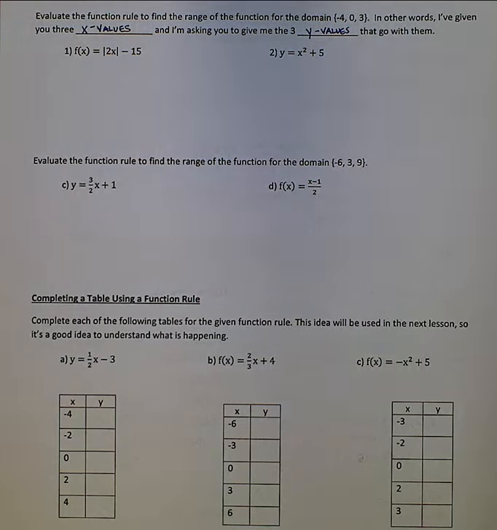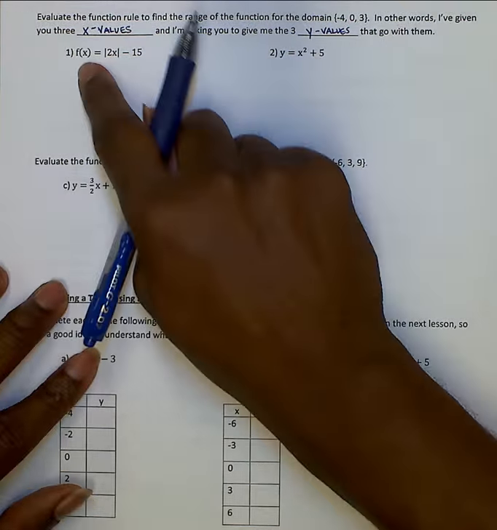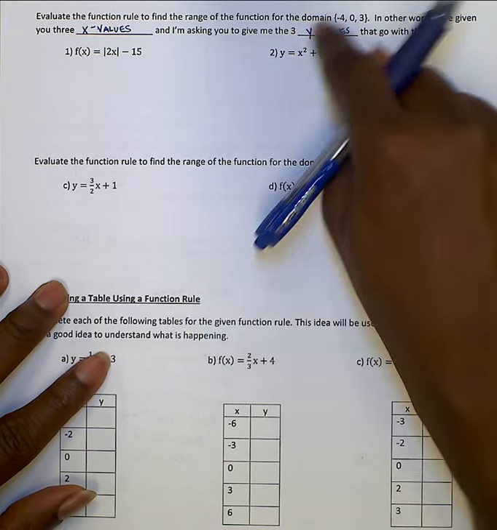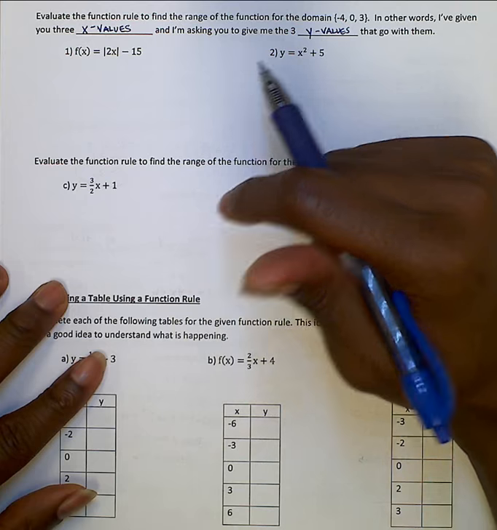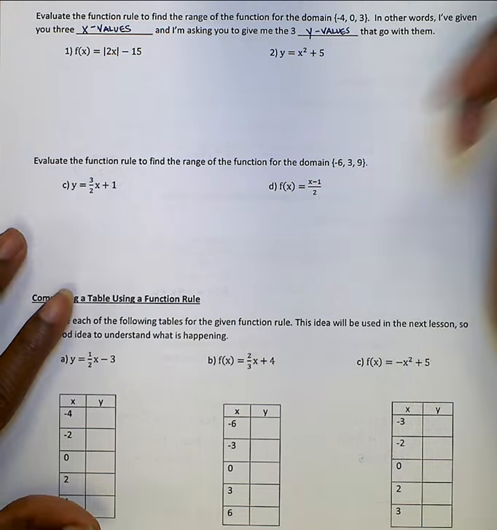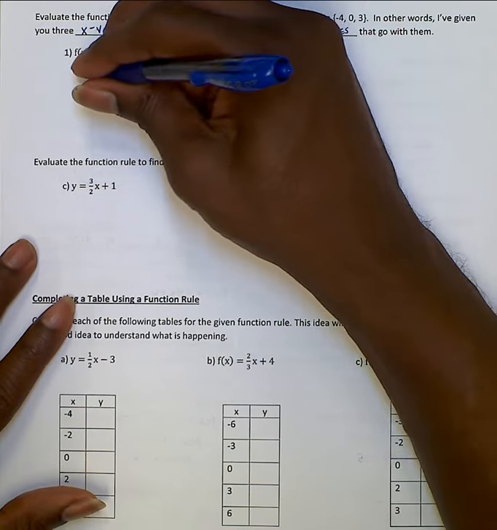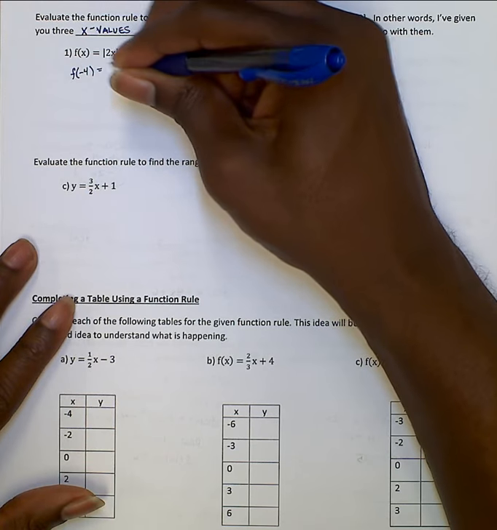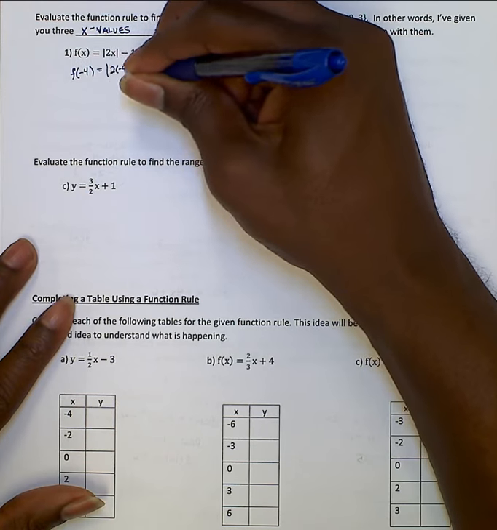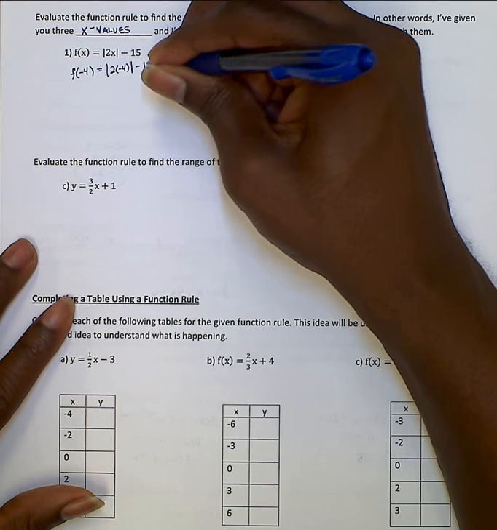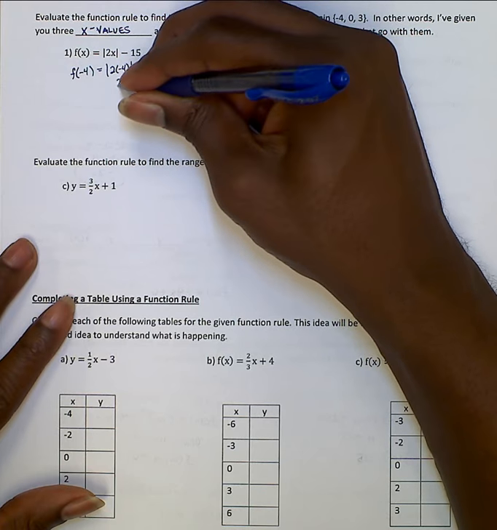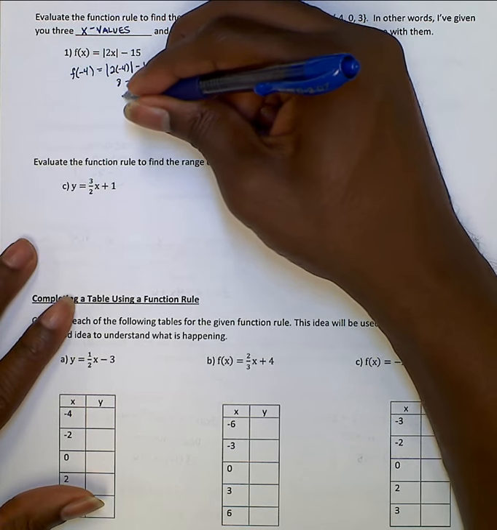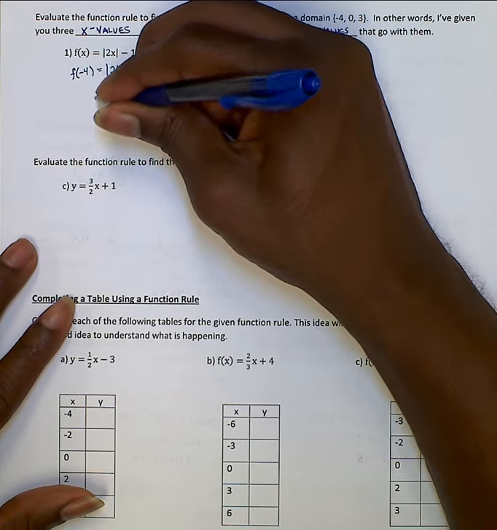So this one says, here's the function f. Try it out for -4, 0, 3. Tell me what the y values are. Alright, and so we can do that. We have f of -4 here. 2 times -4, absolute value of that, minus 15. So that's 8 minus 15, which gives us -7. So f of -4 is -7.